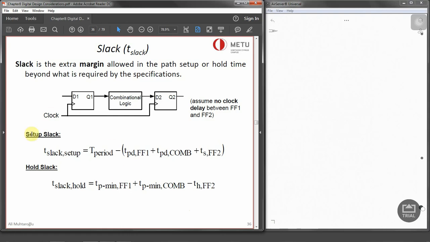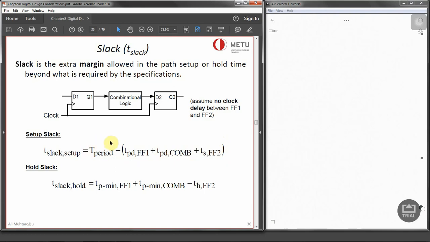Now the setup slack is related to the setup equation that we have seen. To find the setup slack, we need to have the period minus the terms from the setup equation: the flip-flop propagation delay, the maximum combinational delay, plus the setup time. When you subtract these three from the period, if the result is 0, that means our clock is okay, we are within the margin, and we don't need anything extra. We can say that it's going to work.